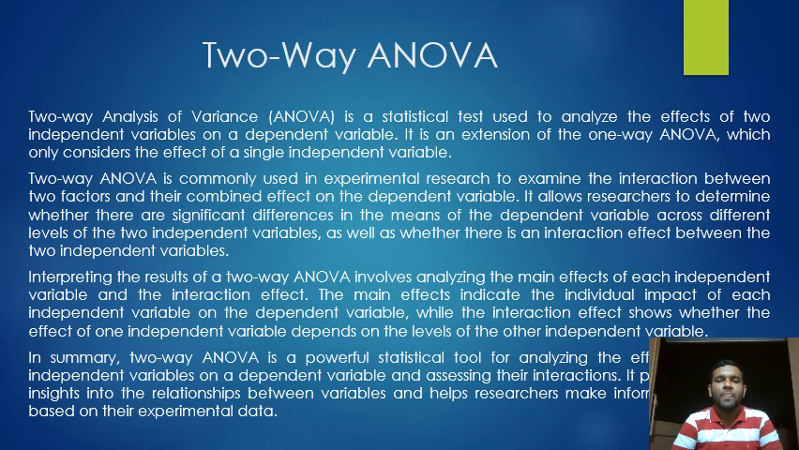In summary, two-way ANOVA is a powerful statistical tool for analyzing the effects of multiple independent variables on a dependent variable and assessing their interactions. It provides valuable insights into the relationships between variables and helps researchers make informed conclusions based on their experimental data. This was a brief introduction to the two-way ANOVA.